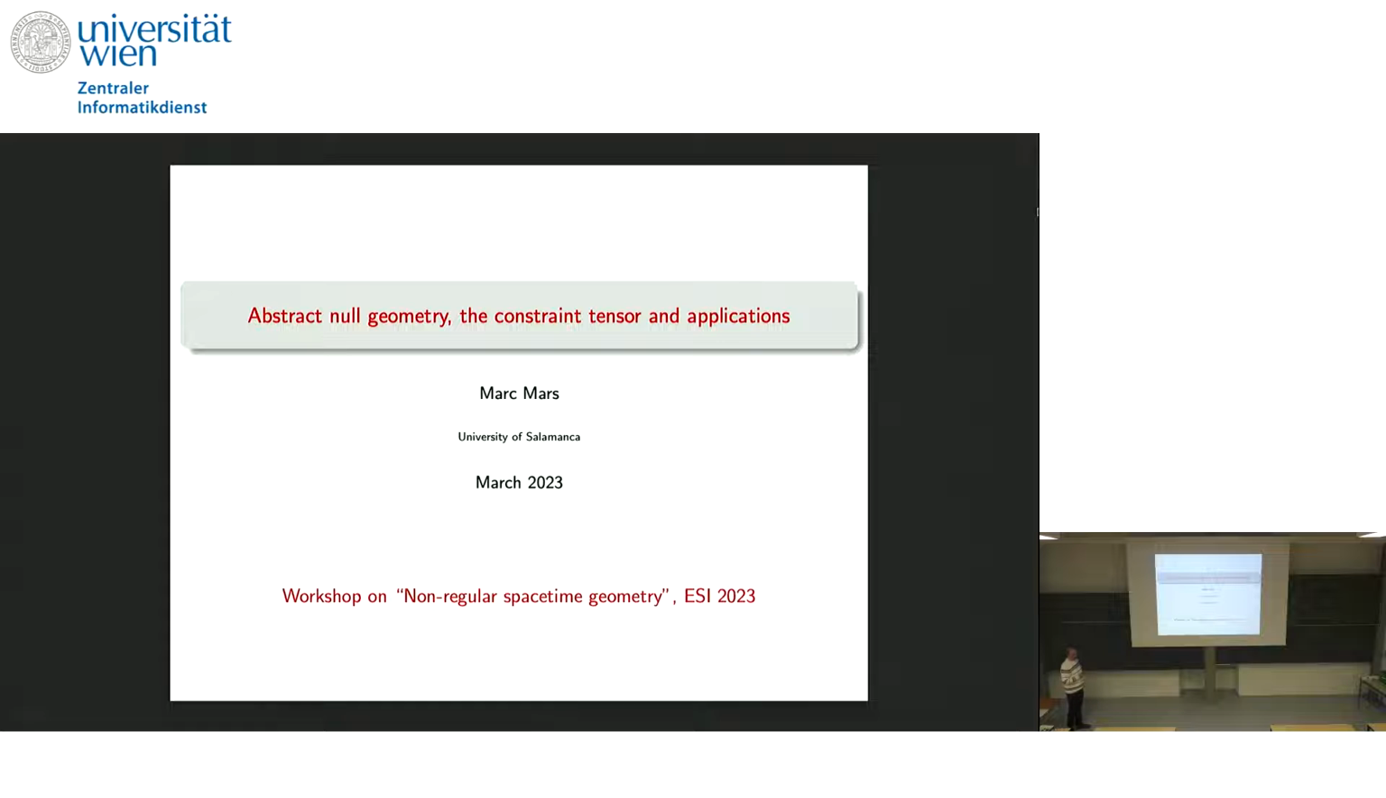Today I want to tell you, well, the talk will consist of basically two parts. In the first part, I will summarize some results on the geometry of null hypersurfaces from a fully detached point of view. And this is what I mean by abstract null geometry here. And then in the second part, I will use these results for an application related to the characteristic initial value problem. And for that, I will be using this constraint tensor that I will also introduce along the talk.